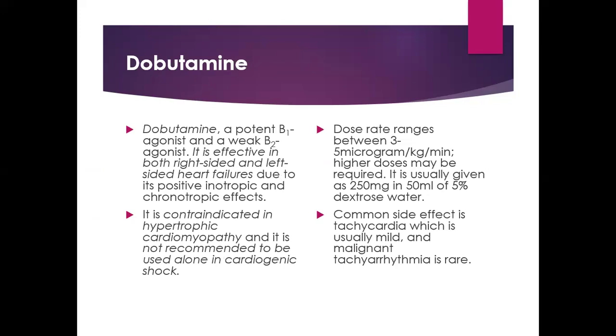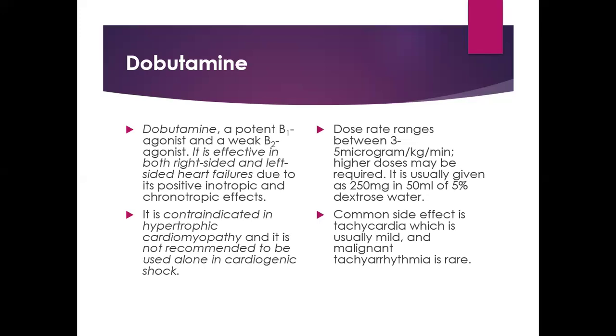Dobutamine, yes, dobutamine. Anytime I remember dobutamine, I remember double. Dobutamine has a double effect. It's both a potent beta 1 agonist and a weak beta 2 agonist. It is effective in both right-sided and left-sided heart failure because of its inotropic and chronotropic effect. Note that because of its chronotropic effect, it is contraindicated in hypertrophic cardiomyopathy, and it's not recommended to be used alone in the management of cardiogenic shock.